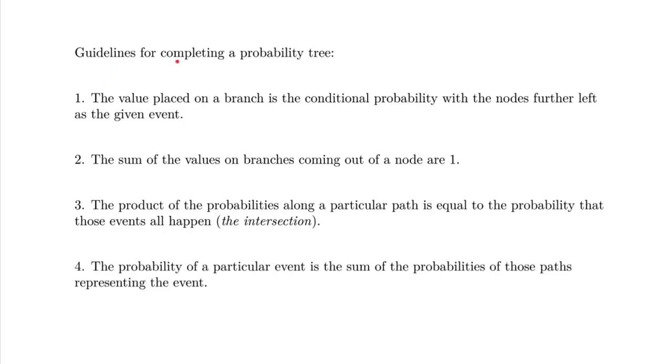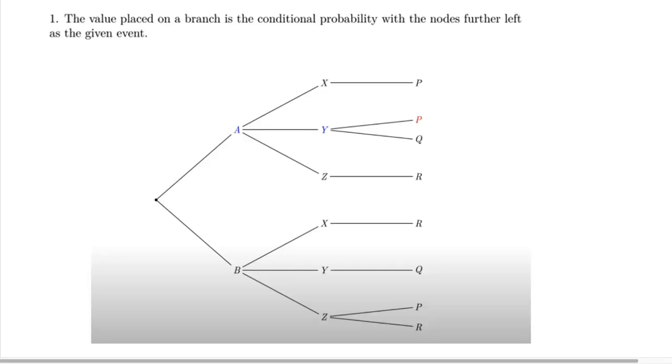To sketch a probability tree, you have 4 rules, and they're listed here. Let's go through the rules one by one. The probability tree is just like a counting tree. It branches into options, and the value placed on a branch is the conditional probability with the nodes further left as the given event. Let's break this property down.